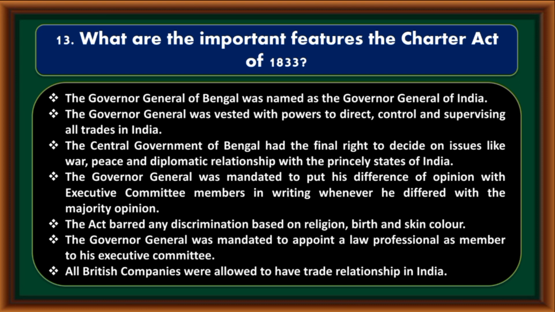What are the important features of the Charter Act of 1833? The Governor General of Bengal was named as the Governor General of India. The Governor General was vested with powers to direct, control and supervise all trades in India. The central government of Bengal had the final right to decide on issues like war, peace and diplomatic relationship with the princely states of India. The Governor General was mandated to put his difference of opinion with the executive committee members in writing whenever he differed with the majority opinion.